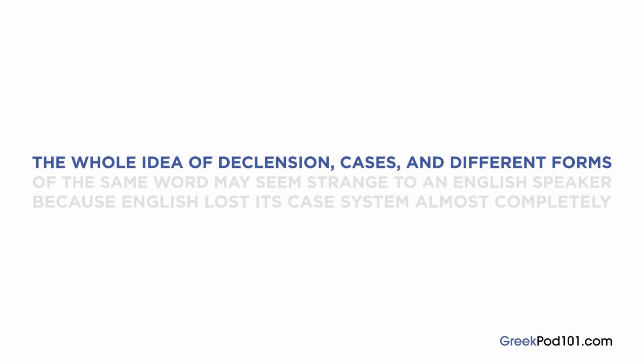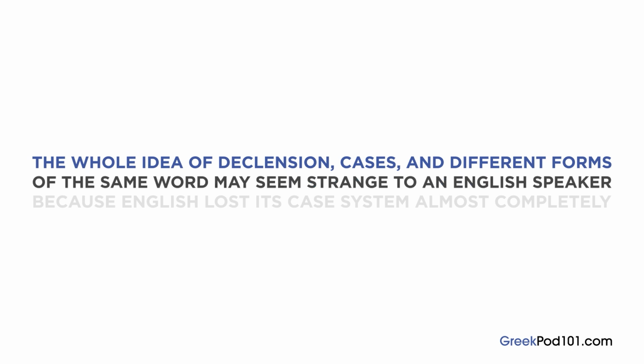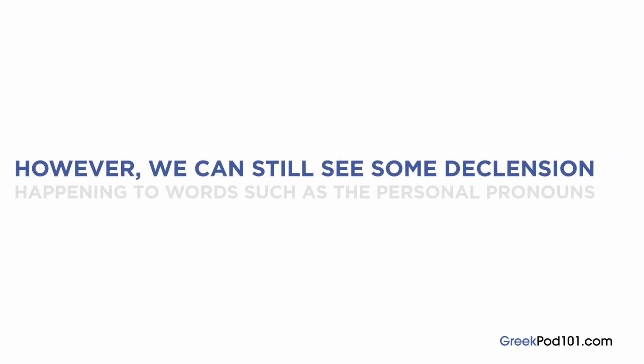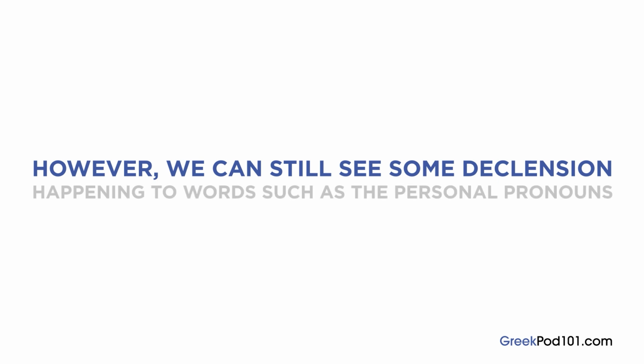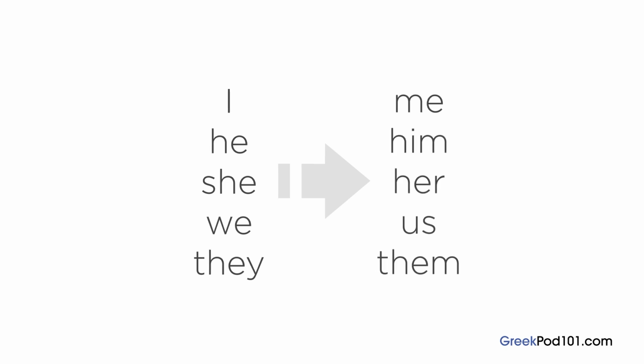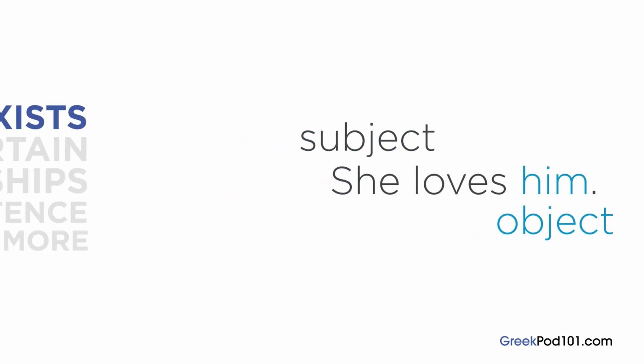The whole idea of declension, cases, and different forms of the same word may seem strange to an English speaker because English lost its case system almost completely. However, we can still see some declension happening to words, such as the personal pronouns. For example, I, he, she, we, and they can change to me, him, her, us, and them. In the phrase, "she loves him," she denotes the subject, while him denotes the object.